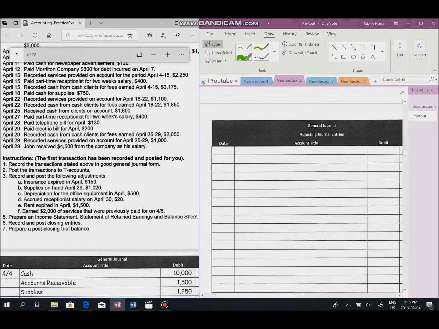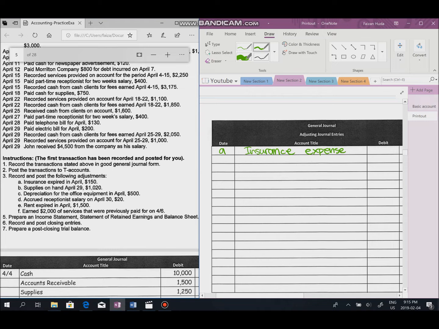Here you go, adjusting entries. Dates are not given, so I'm just going to use letters. Insurance expired is the keyword over here. That means I have used up $150 worth of insurance, which means I have incurred insurance expense since I used up my insurance.